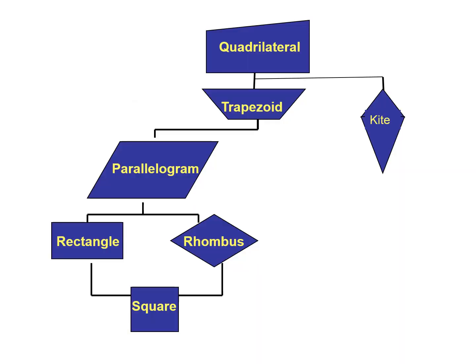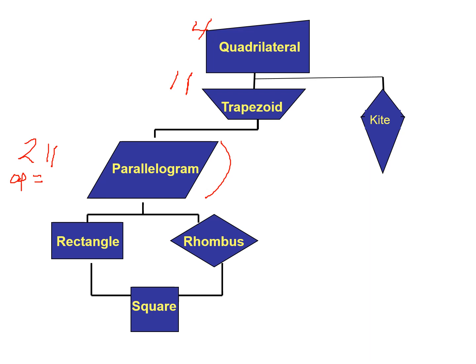So on your family tree, remember who the parents were. It's got four sides from the quadrilateral, at least one set of parallels from trapezoid. Parallelogram gives it two sets of parallels, opposite sides equal, opposite sides parallel, the 180 for all the consecutive legs. And now rectangle and rhombus.